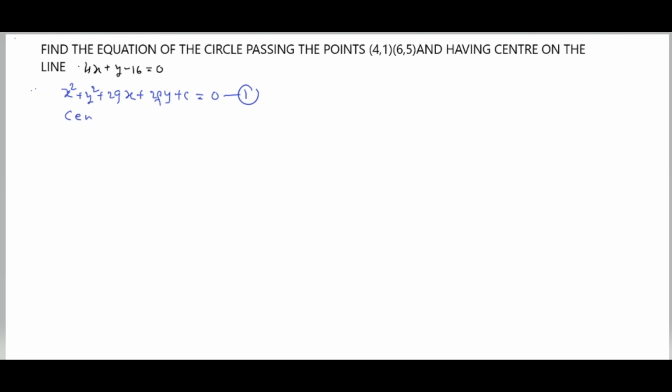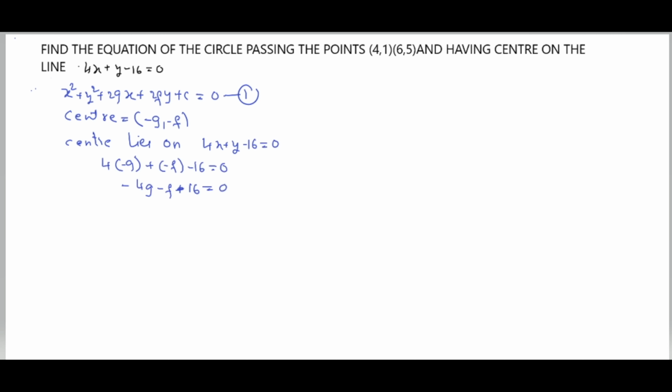So center of the circle is equal to (minus g, minus f). This center lies on the line 4x plus y minus 16 is equal to 0. That is 4 into minus g plus y value minus f minus 16 is equal to 0. That is minus 4g minus f minus 16 is equal to 0. Take minus common, 4g plus f plus 16 is equal to 0. This is the second equation.